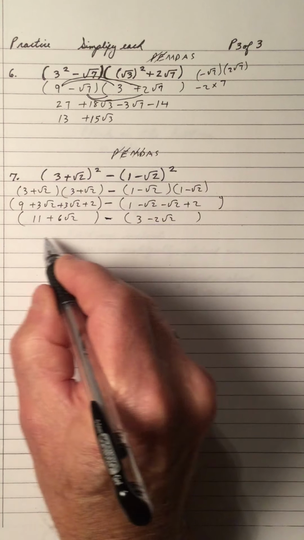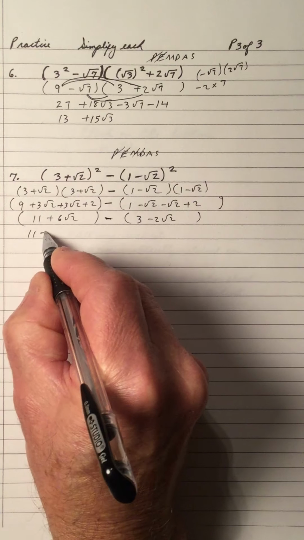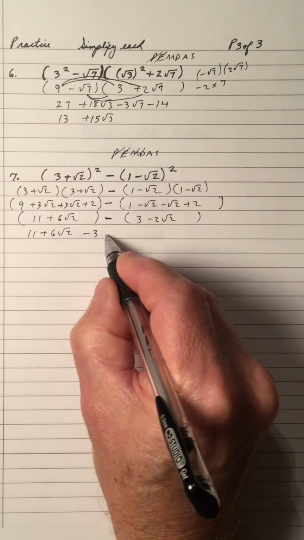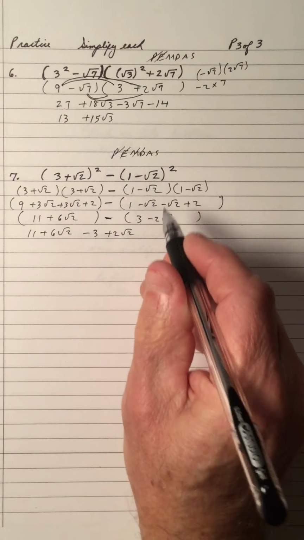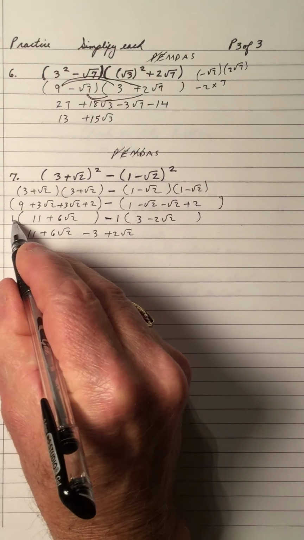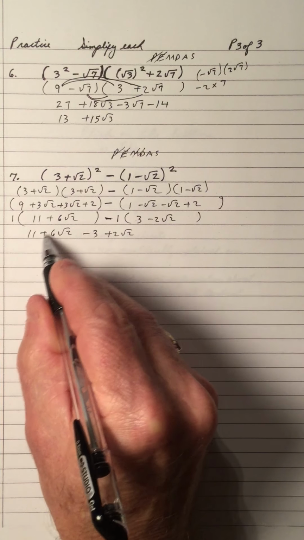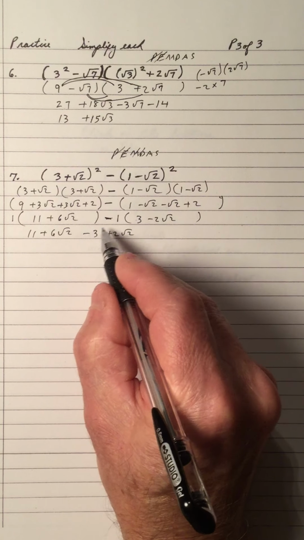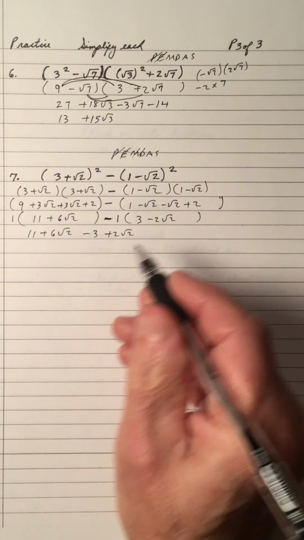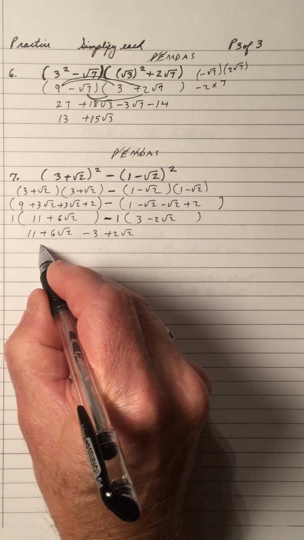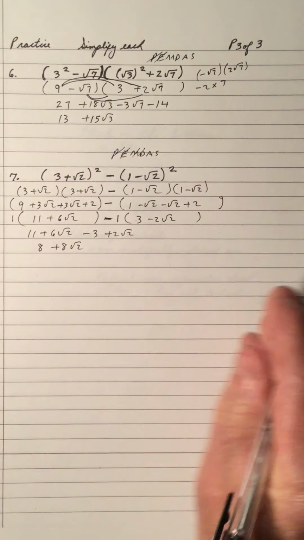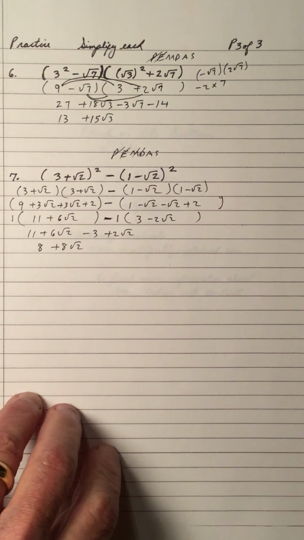If you go 11 plus 6 root 2, when you subtract, you add on the opposite. So that plus becomes a minus, and that minus becomes a plus. Another way to do that is put a 1 here and a 1 there. 1 times 11, multiplying by 1 won't change them. Negative 1 times 3, negative 1 times negative 2, plus. So if you put the 1 there, the little trick helps out, or add on the opposite. 11 minus 3 is 8, and 6 plus 2 is 8. That's fully simplified.